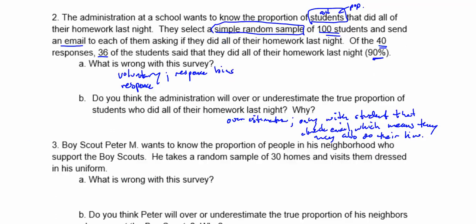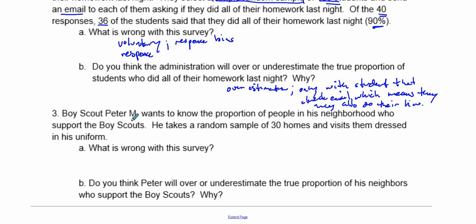All right, one final one right here. We have a Boy Scout leader, Peter, who wants to know the proportion of people in his neighborhood who support Boy Scouts. So the population is his neighborhood. He takes a random sample of 30 homes and visits them dressed in uniform. Oh, okay, dressed in uniform. What is wrong with this survey?